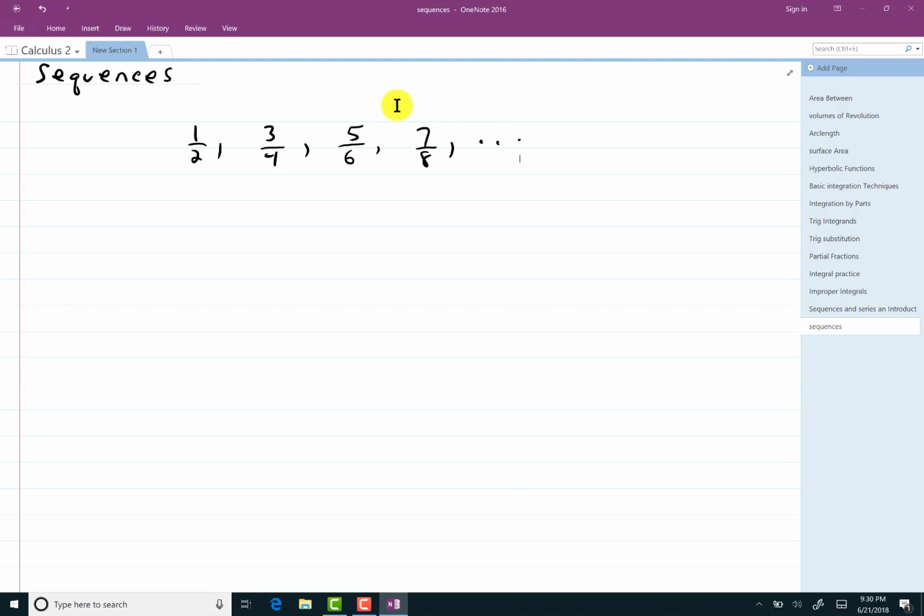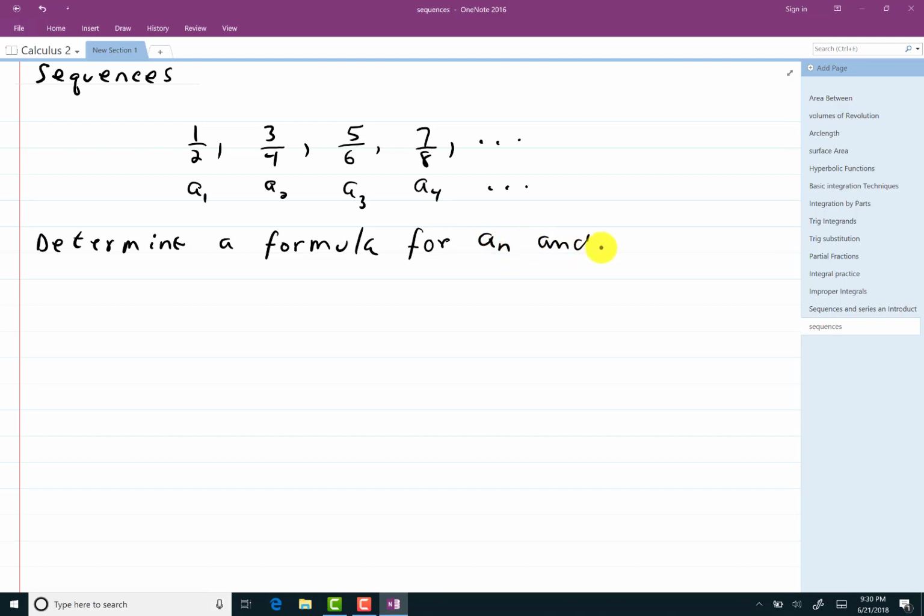Come up with a formula that starts at n equals 1. So this will be A1, A2, A3, A4, etc. Determine a formula for AN, and then determine the limit as n goes to infinity of that AN.